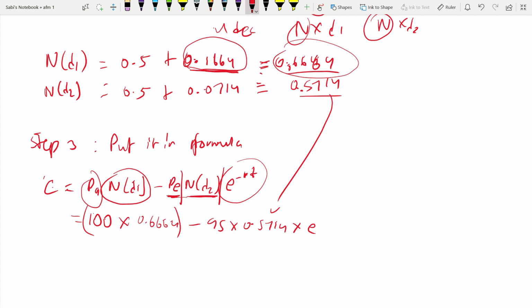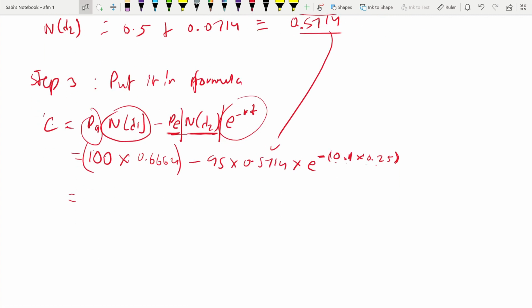So there in the calculator, minus, it should be minus always. E to the power minus RT, R is the risk-free interest rate. Rate of interest is 10%, 0.1 into T. T is time, 0.25. Make sure this 0.1 into 0.25 comes as a power, minus as a power, okay? Separately I will show you, rather than doing it in one go, so that people who want to know the breakdown understand.